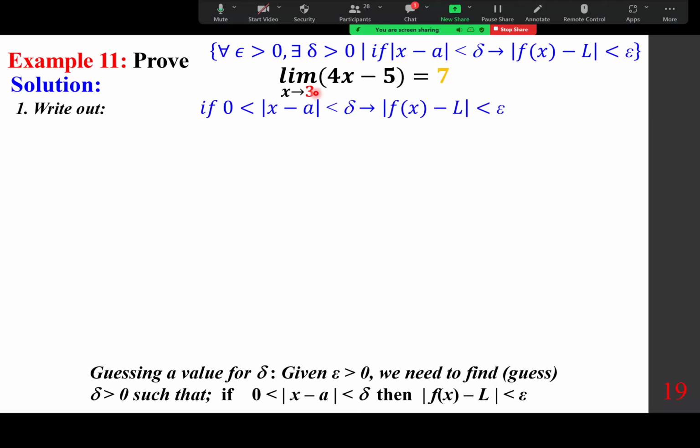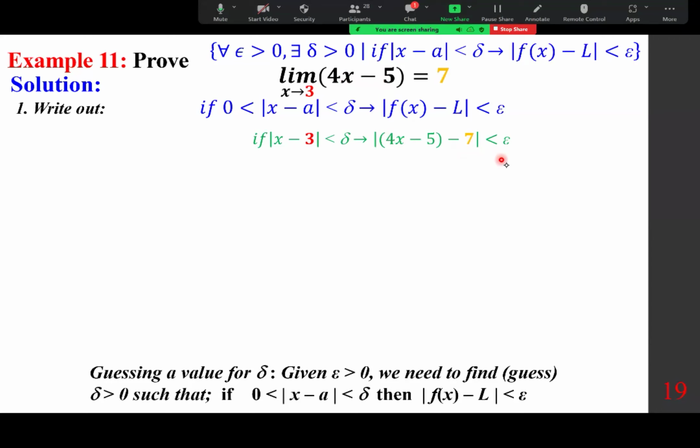As we write this, we know that a is 3, everybody. L is 7, right? So replace the a with 3 and replace the f of x with 4x minus 5 and L with 7. So this is your function. So we are going to do so. If absolute value of x minus a, which is 3, is less than delta, then absolute value of f of x, which is 4x minus 5, minus L, which is 7, is less than epsilon.